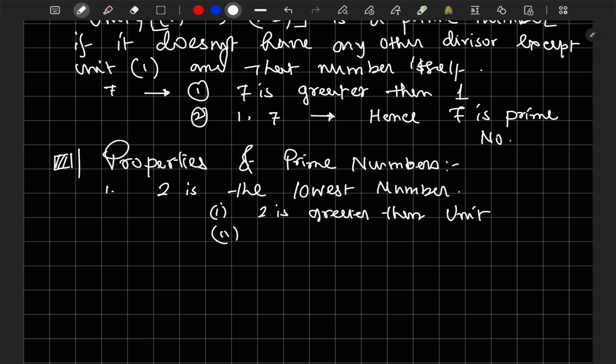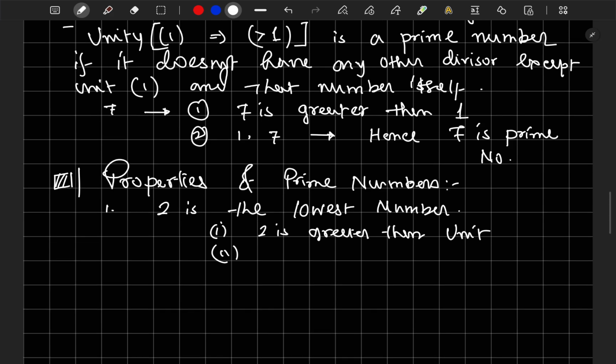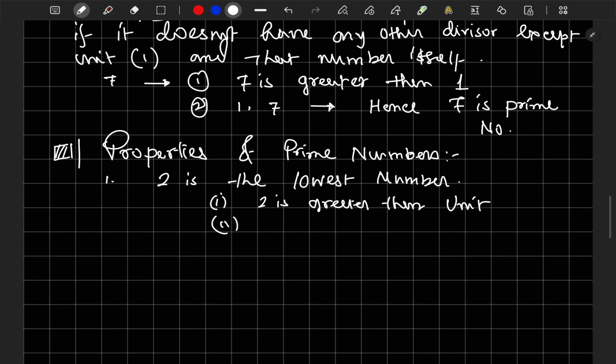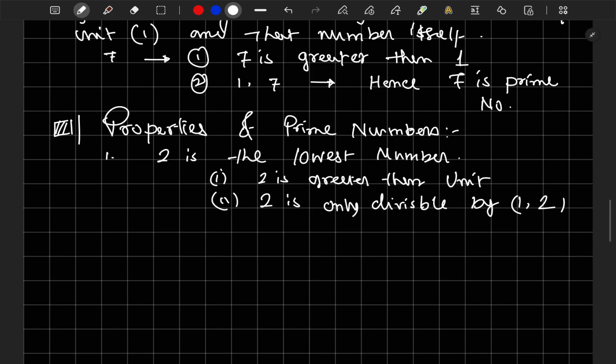Second, 2 does not have any other divisor except 1 and 2 itself. So 2 is only divisible by 1 and 2. Okay, so if someone asks what the lowest prime number is, the answer will be 2.